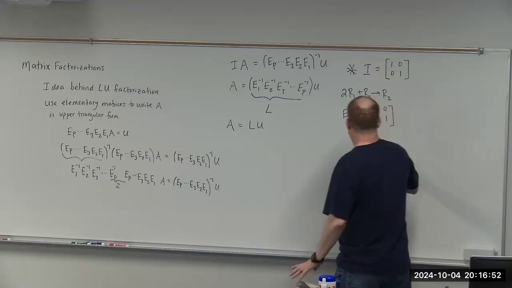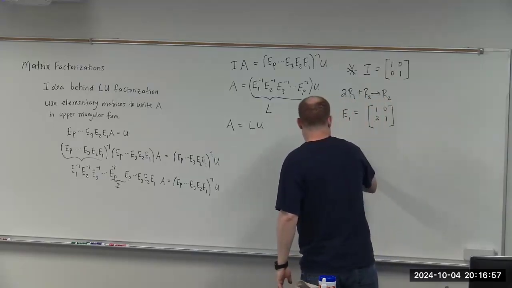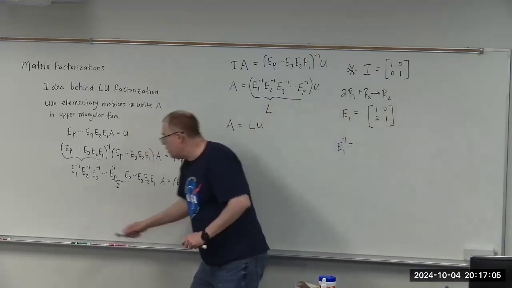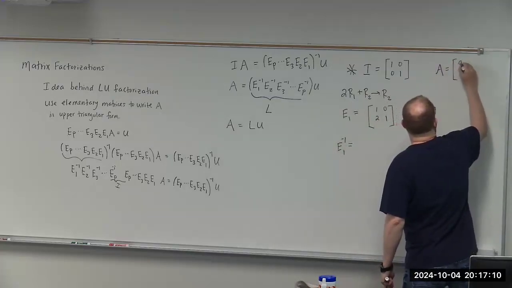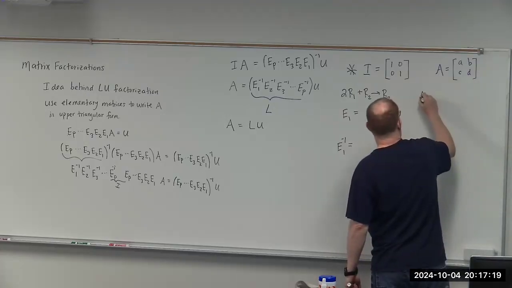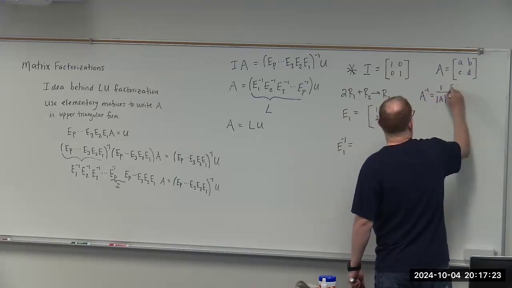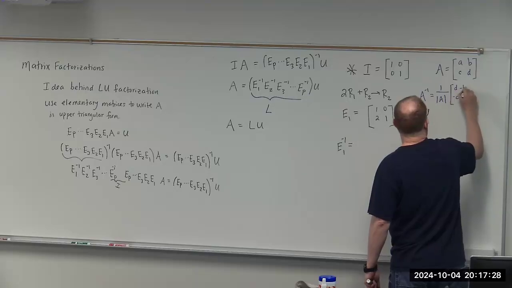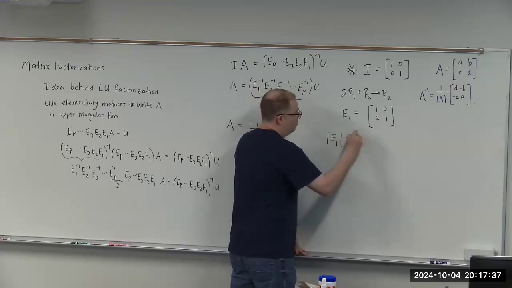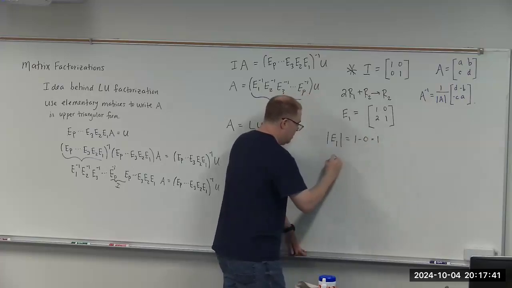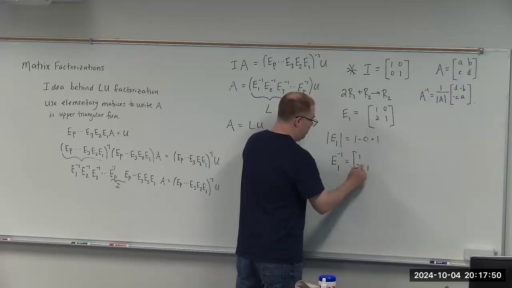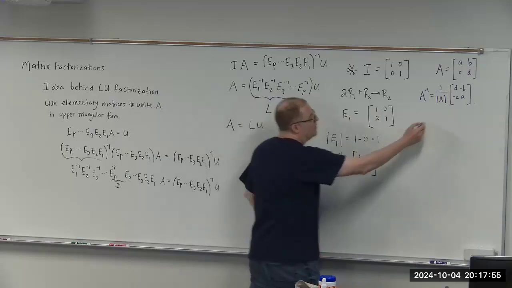Now let's figure out the inverse of this. We can easily do that for a 2 by 2. Remember the formula for the inverse of a 2 by 2 matrix: the inverse of A is 1 over the determinant of A times the matrix with the diagonal entries swapped and the signs of the off-diagonal entries changed. So the determinant of E1 is 1 minus 0, which is just 1. The scalar is 1 over 1, and we get 1, 1 on the diagonal, and then minus 2 and 0. We change the signs on the off diagonal.